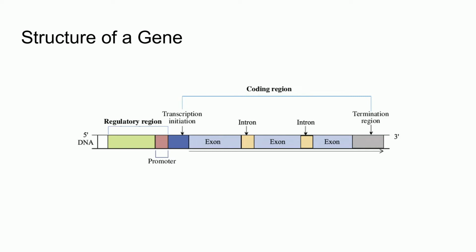A promoter region is located upstream of the coding region and is the area where the transcription complex assembles. Transcription of the mRNA sequence begins from the initiation site until it reaches the termination region. The DNA sequence between the transcription initiation site and the termination site is the coding region. This coding region of the gene contains exons and introns, which we will discuss momentarily.